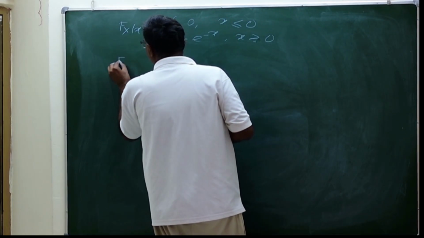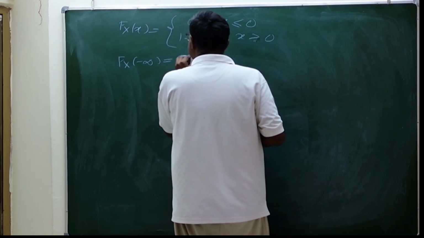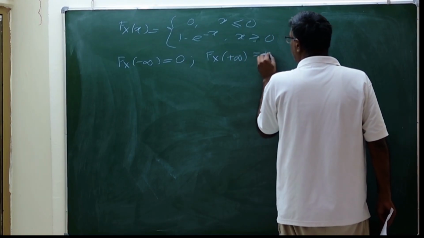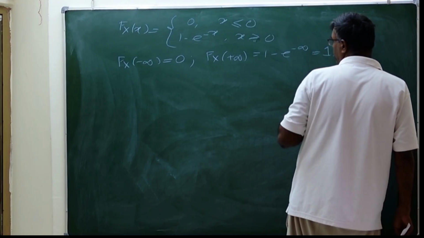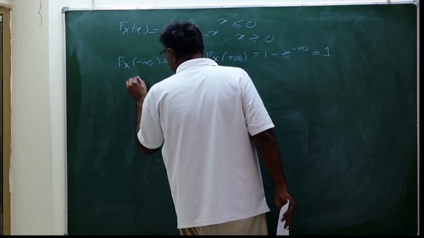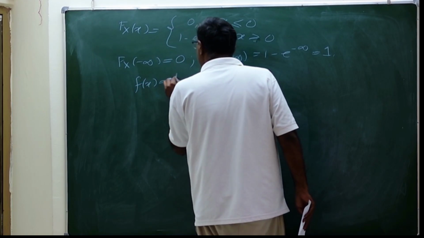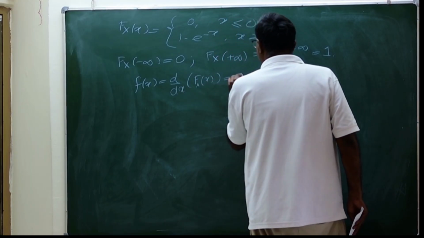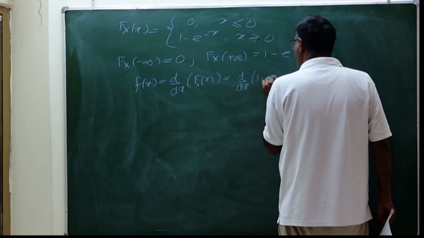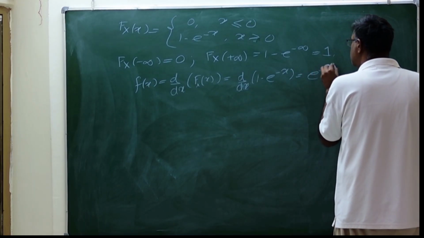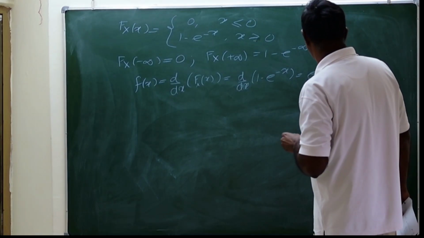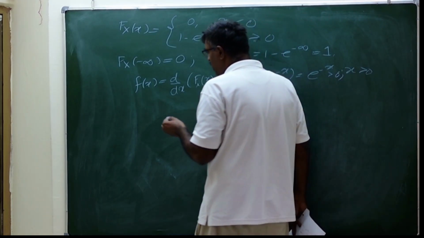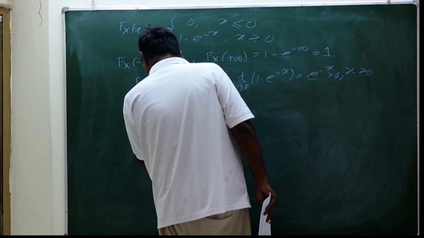So f of x at minus infinity is 0, and f of x at plus infinity will be 1 minus e to the power minus infinity, which is 1. Now to check that it is an increasing function, we see that d over dx of f of x is e to the power minus x for x greater than 0. So this function is also greater than 0, and f of x is continuous.